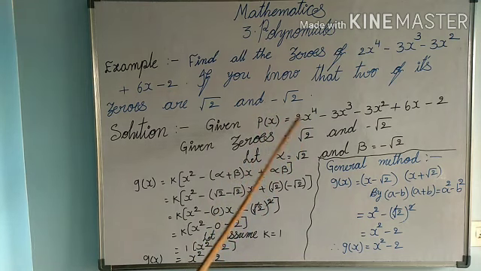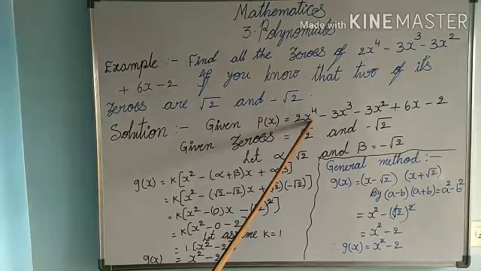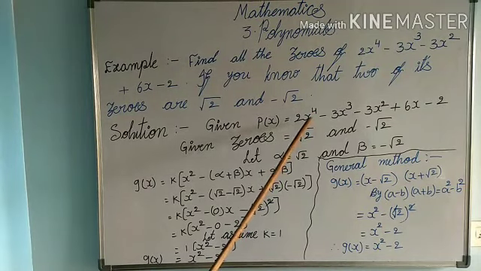Actually, what is the degree of this given polynomial? Here 4. You know how to calculate the degree. This equation degree is 4. Highest power is here 4. So that's why the degree of this total equation is 4.